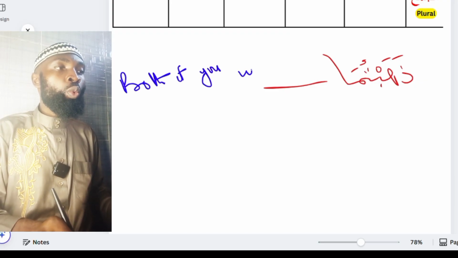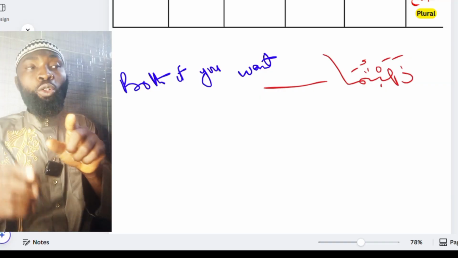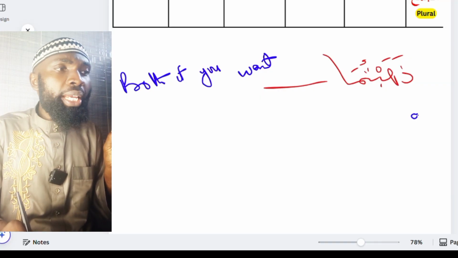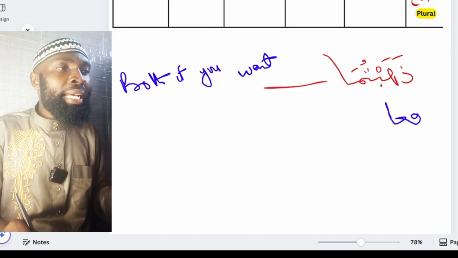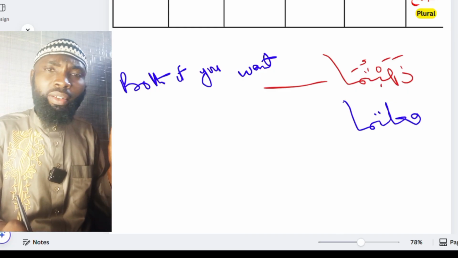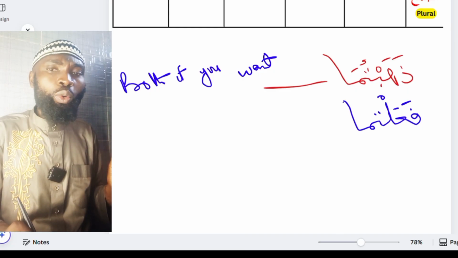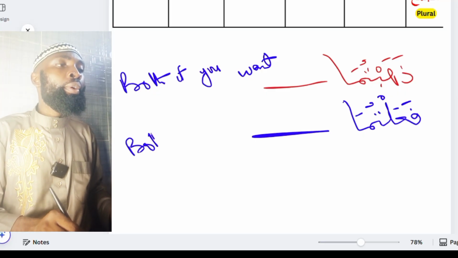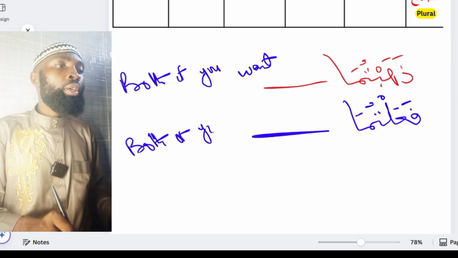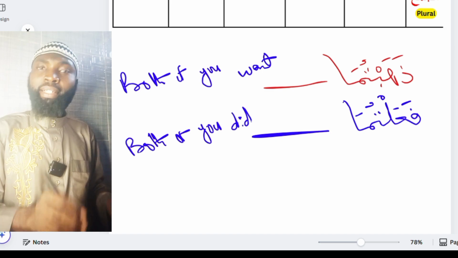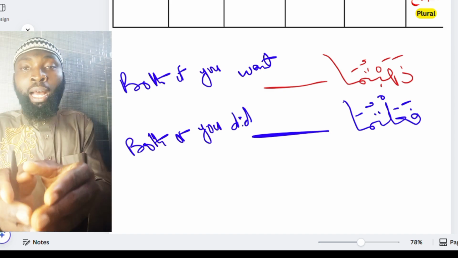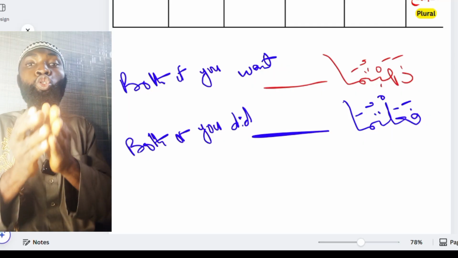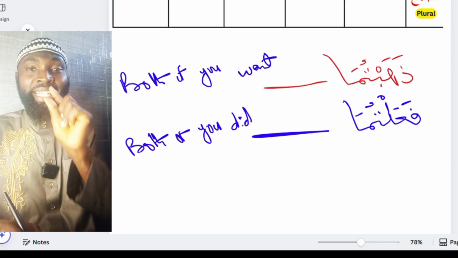Then if you want to say both of you did, the word fa'ala, which is the verb for doing, will also be fa'altuma. Is that not very easy? Fa'altuma, which means both of you did. That is very easy. Fa'altuma, both of you did.